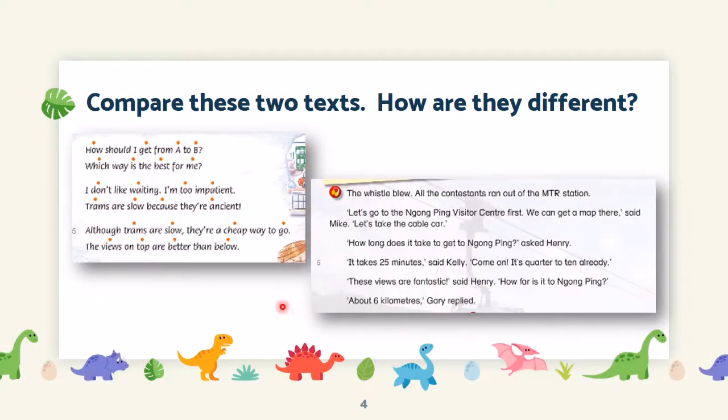Take a look at these 2 texts. This is a part of the text from the chant in chapter 3, and this is a part of the story in chapter 4 that we are learning. I want you to take a close look at it and compare the 2. How do the authors use the words and the sentences differently in a chant and in a story? Now, you may pause the video and see if you can find a few differences between the 2.